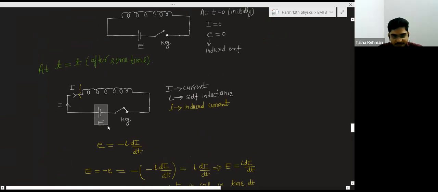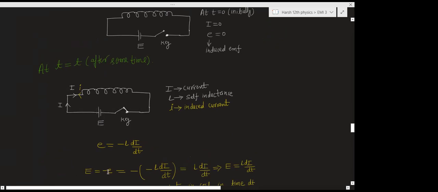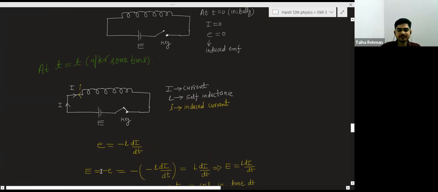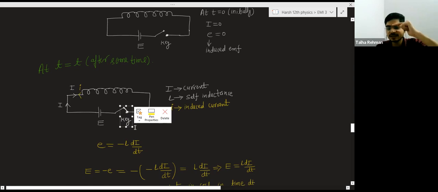This battery has the EMF E, and this E is equal to minus e. Why is this E equal to minus e? Because this induced EMF here will oppose the increase in current. When you just close this key, current starts increasing.